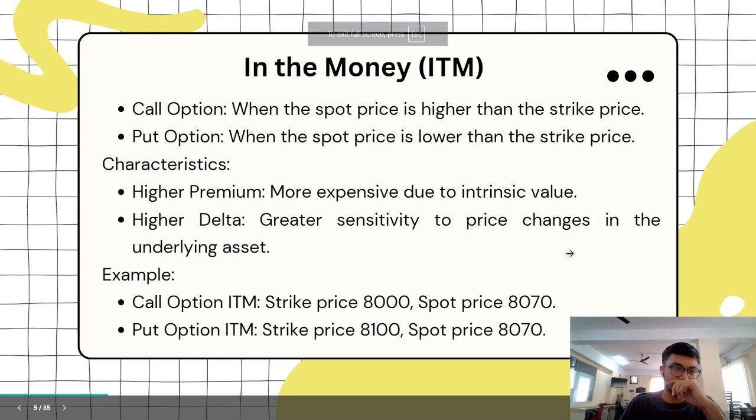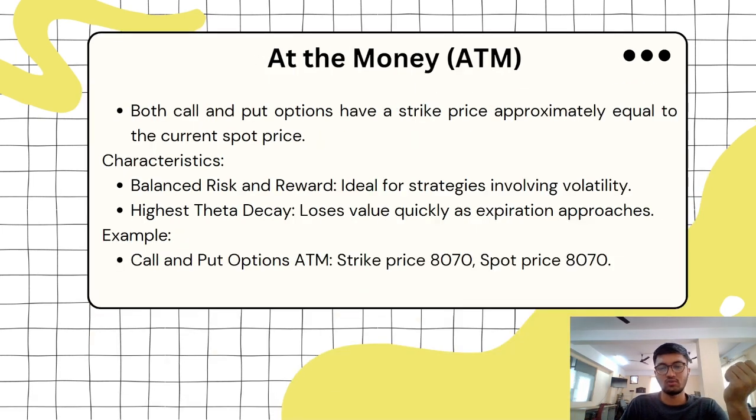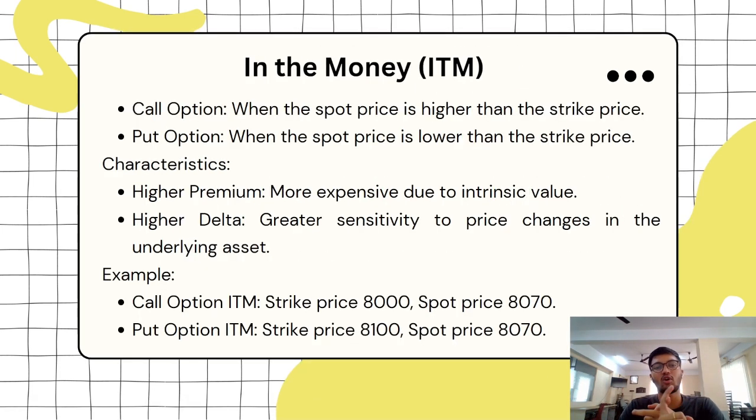So, in the money. To give you an overview, a call option is in the money when the spot price is higher than the strike price. Put options are in the money when the spot price is lower than the strike price. I think you got it. An in the money call option is when the strike price of that security is less. That is called in the money.